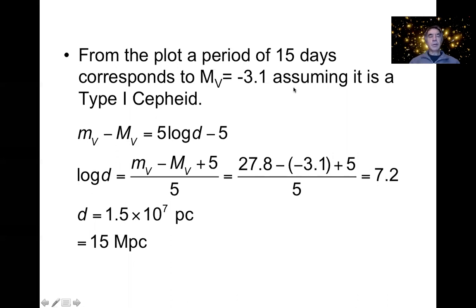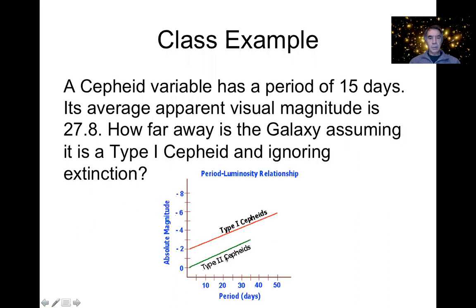So I left you looking at determining the distance to a particular Cepheid variable. If you go back to the plot, 15 days, assume it's a type 1. You can read off here, it's about minus 3.1-ish or something if you do it with a ruler.